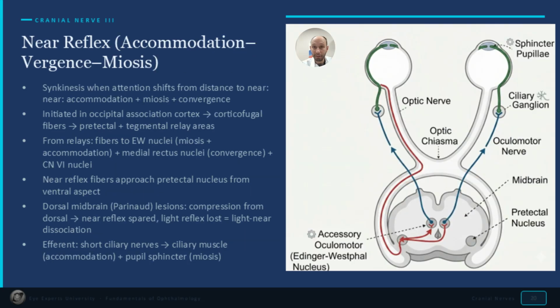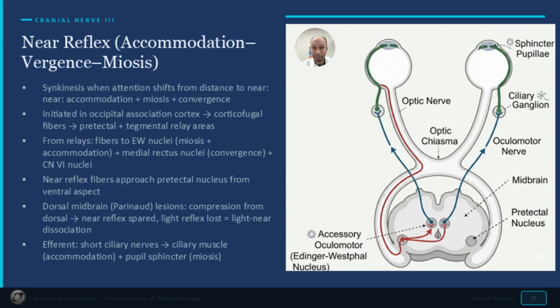The near accommodation reflex is different from the pupillary light reflex. It specifically refers to the fact that you get pupillary constriction, like in the pupillary light reflex, but you get it from converging onto a near object, which causes miosis, pupillary constriction, and convergence of both eyes onto it. The Edinger-Westphal nucleus is again involved, except that it now triggers miosis and accommodation in addition to pupillary constriction, as well as convergence via the medial rectus muscle.